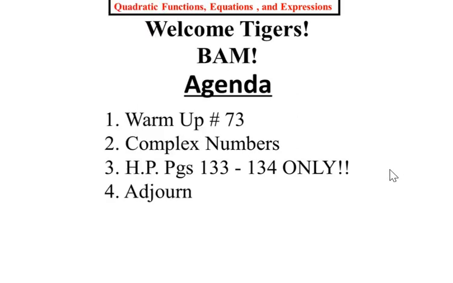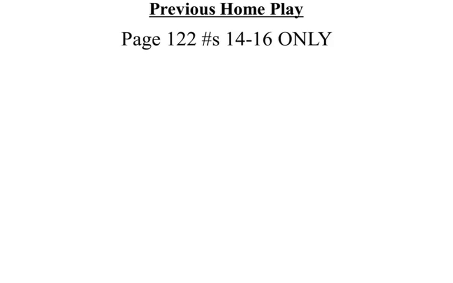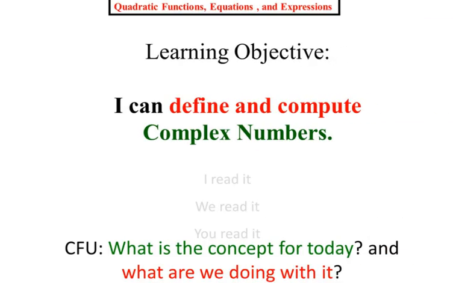And while you're doing that, go to Canvas, turn in last night's home plate, please, and get a Cornell note ready. It is going to go super fast. We're moving on. We're still under the same umbrella of quadratic equations. We're just going to add a couple more things today and continue building up on that. So once again, last night's home plate was page 122, numbers 14 through 16. Turn that in and get a Cornell note for complex numbers.